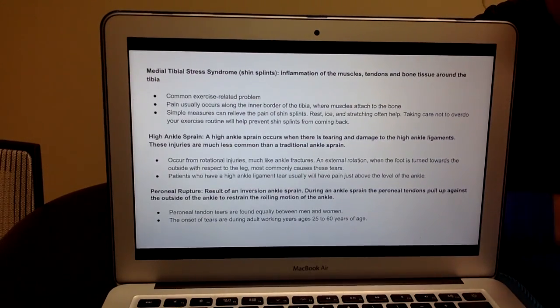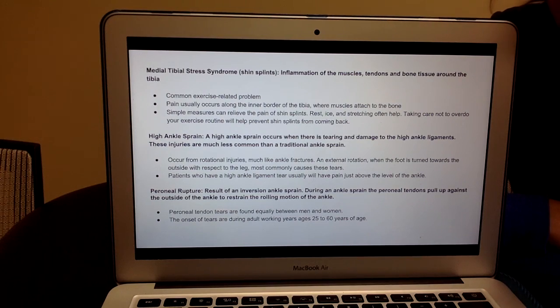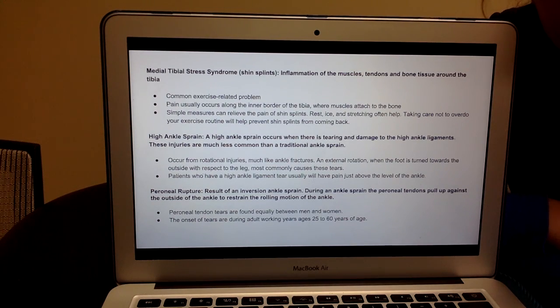And then you have shin splints, of course, which is super common, and that is the inflammation of muscles, tendons, and bone tissue around the tibia. Another exercise-related problem, it usually occurs on the inner border of the tibia where the muscles attach to the bone. A lot of times you can tell your patients that it's not super difficult to reduce the pain of shin splints. It's all about rest, icing, and stretching, which definitely helps. And not to overdo exercise, like the exercise routine that they usually do.